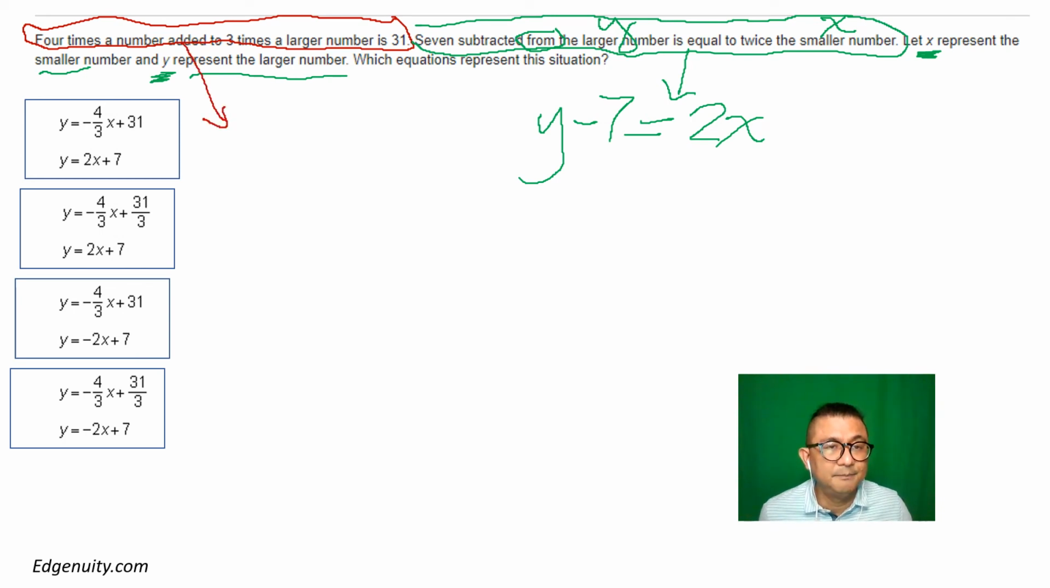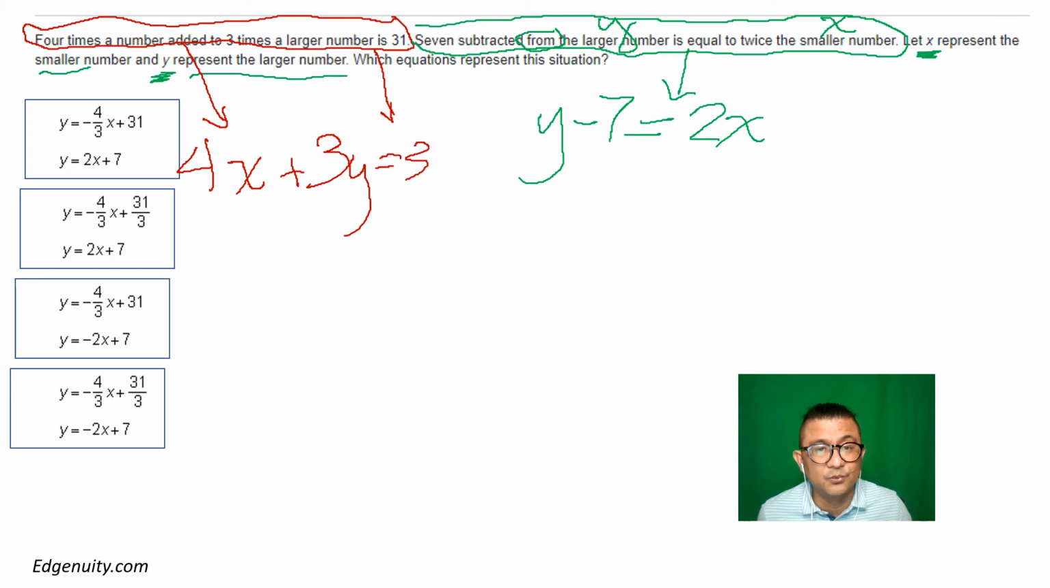4 times a number, so 4 times the smaller number, x, added to 3 times the larger number, 3 times the larger number is y, is, the word is means equal, 31. See, equation 1 and equation 2. But now you're being asked to select from the choices, but they are all messed up. So I need to get rid of, so that y will be alone.